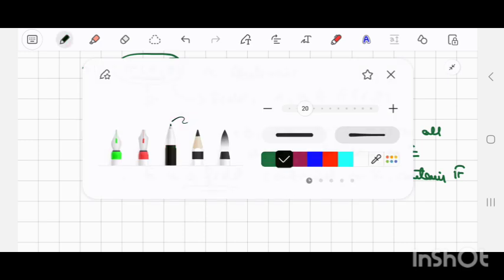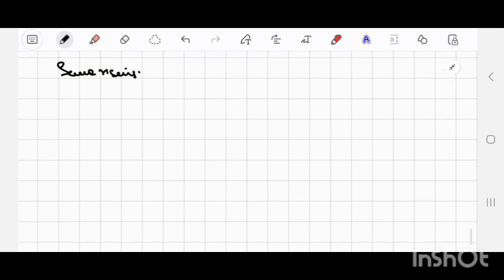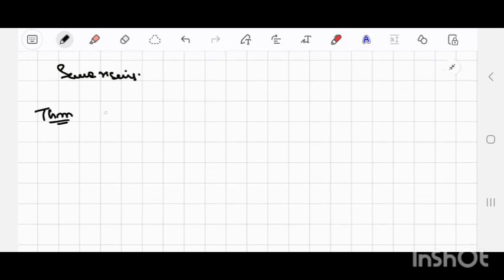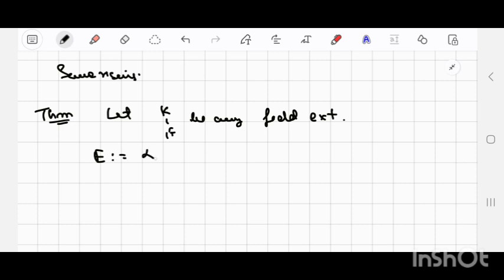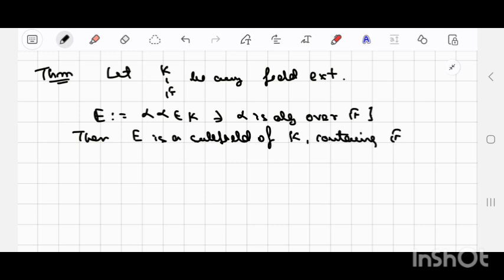So what do we actually conclude from here? Let me summarize. Summarizing, we have the following theorem. Let K over F be any field extension. Define E as the collection of all elements alpha in K such that alpha is algebraic over F. Then E is a subfield of K containing F.